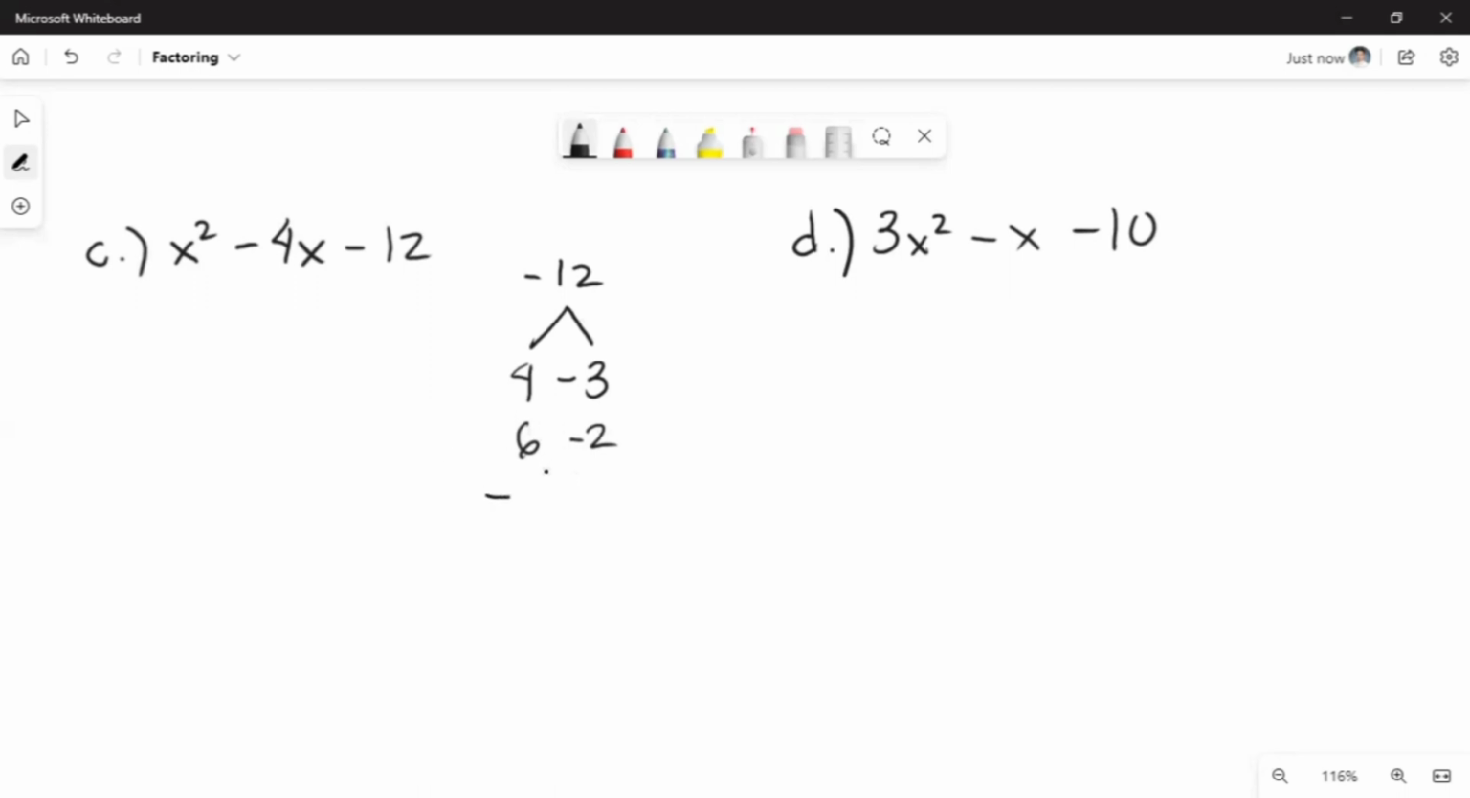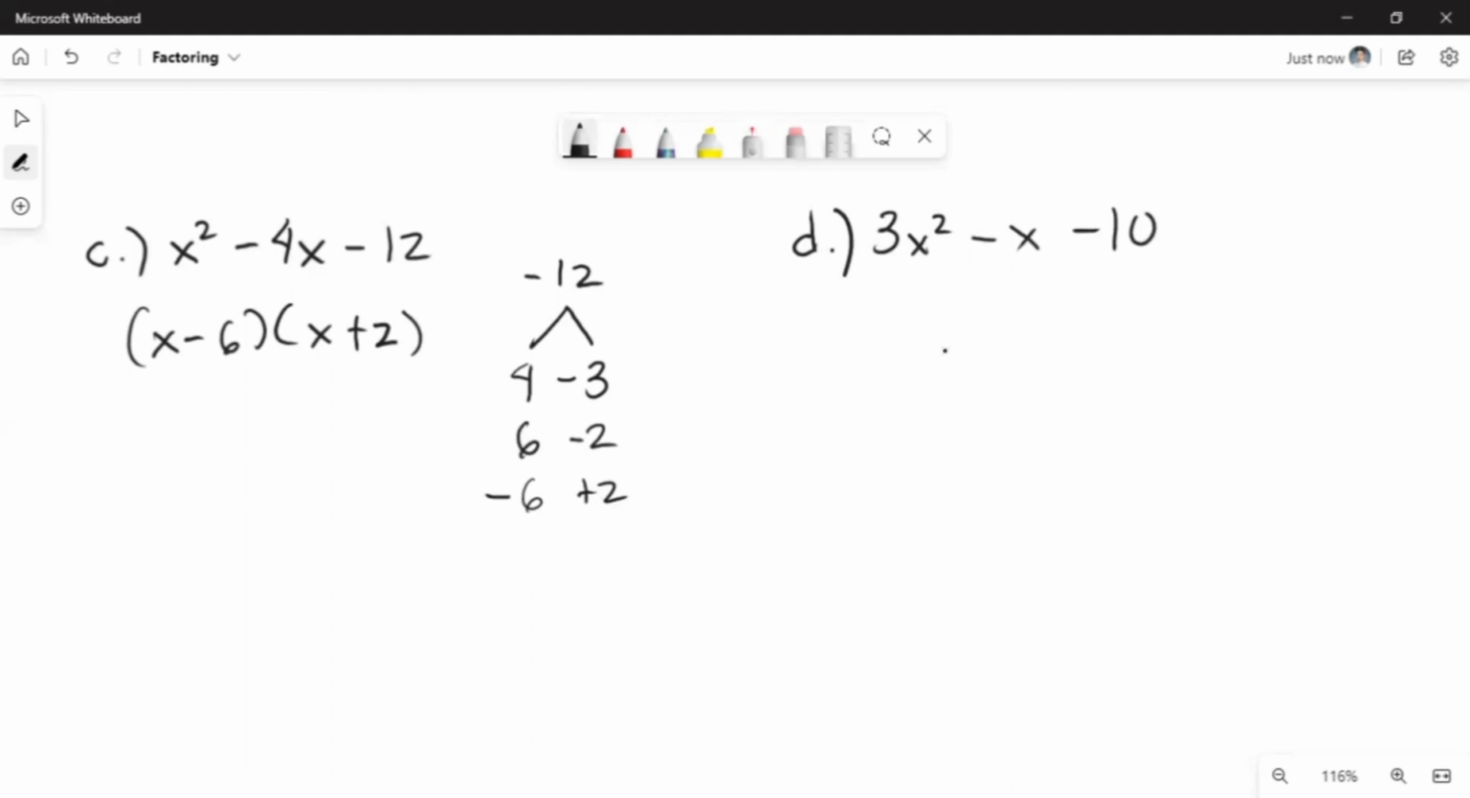Therefore, we should exchange the signs, negative 6 and positive 2, for us to have a negative sum. So let's try negative 6 times positive 2, which will give us a product of negative 12. And if we add negative 6 and 2, that will give us a sum of negative 4. Therefore, the factor of x squared minus 4x minus 12 is x minus 6 and x plus 2.